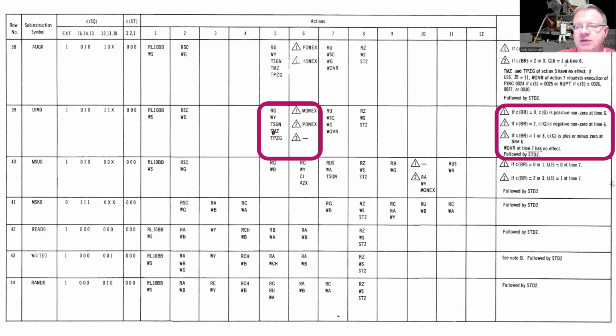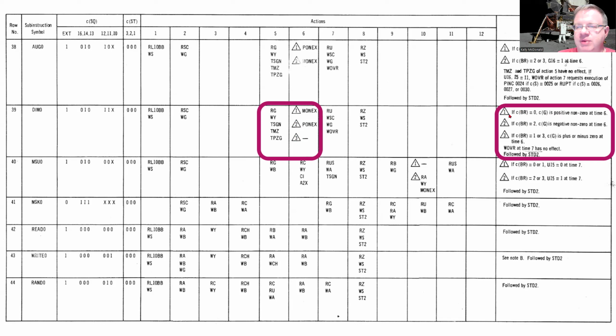And then what it does is, as we get into time 6, we've got this triangle 1, triangle 2, triangle 3. And this is where we will branch. Option 1 is we'll issue a MONX control pulse. Option 2, issue a PONX. Option 3, no control pulse at all. And then if we go all the way to here, it shows us what conditions will trigger the various 1, 2, or 3.